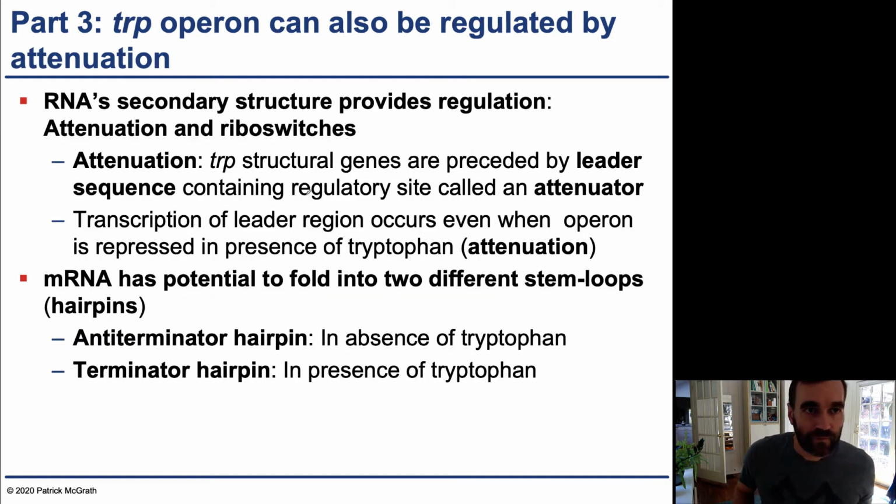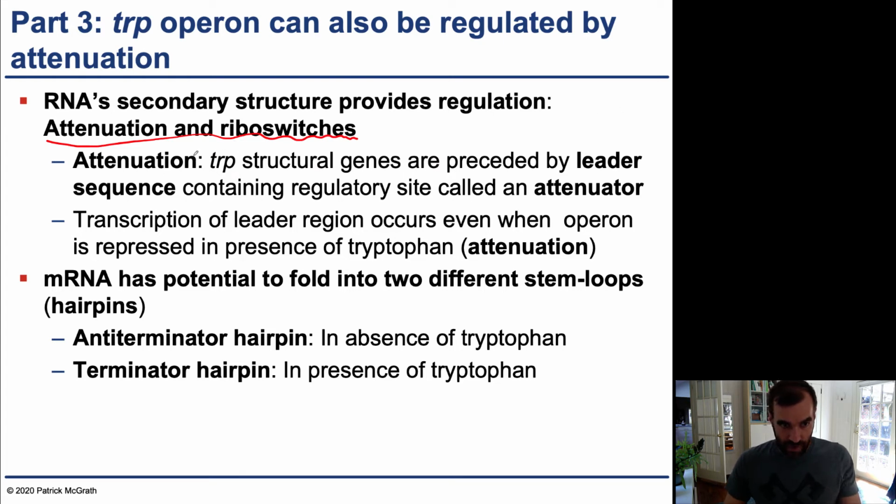However, it was discovered that the Trp operon can also be regulated by a process called attenuation. Attenuation is not actually a modification of the initiation of transcription, but a modification of the extension of transcription. And this has served as a generic principle in the discovery of something called riboswitches.